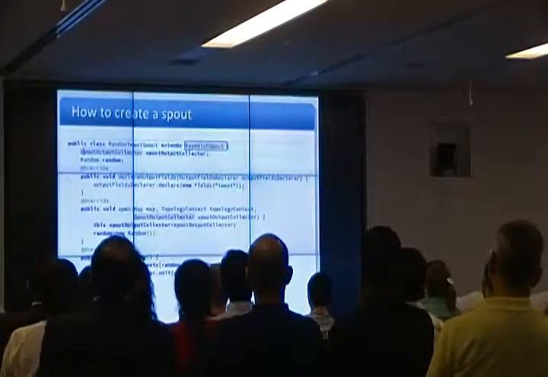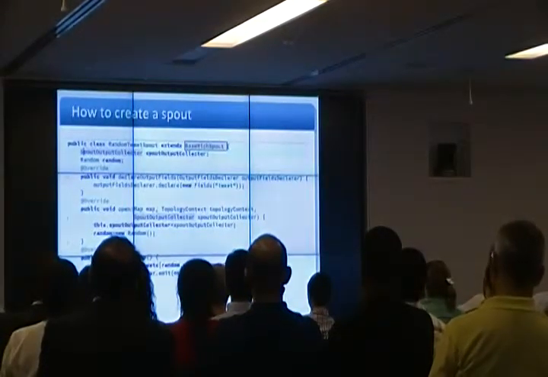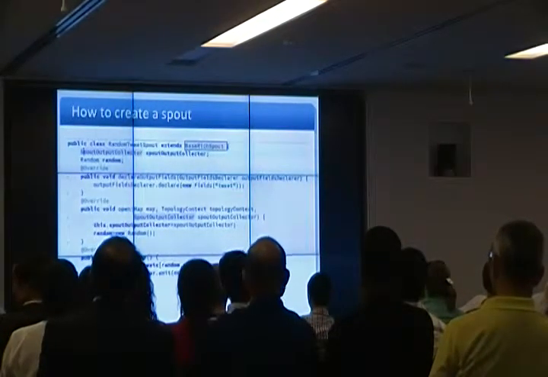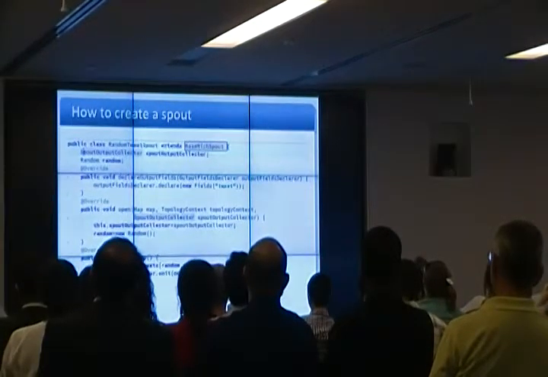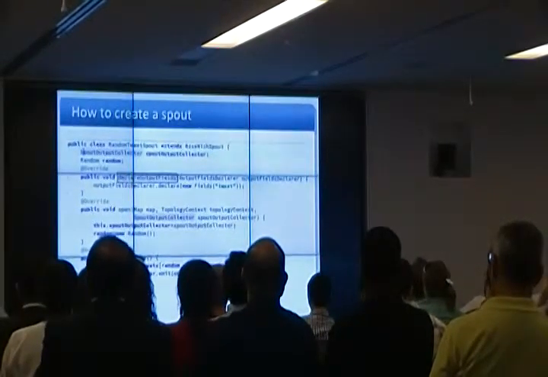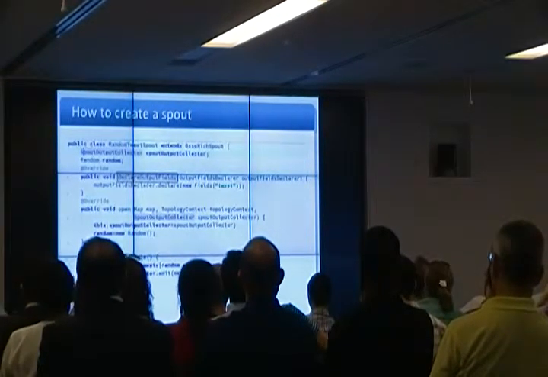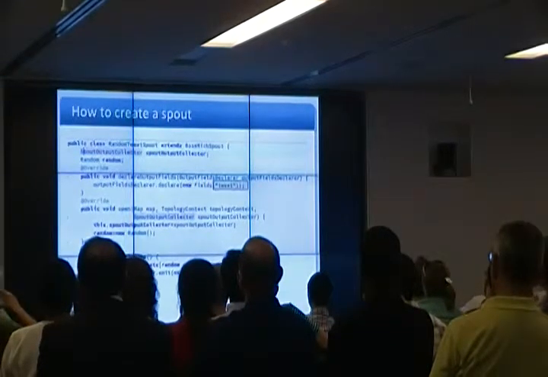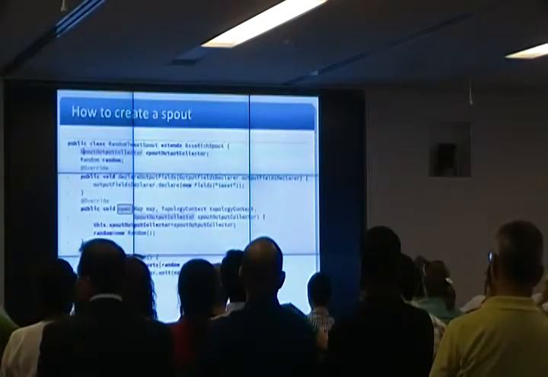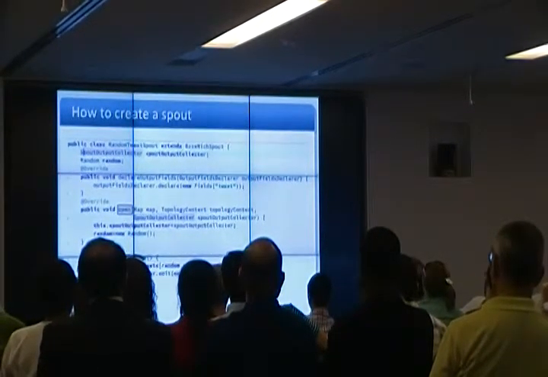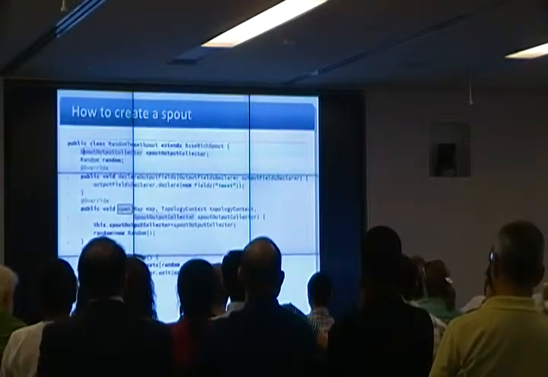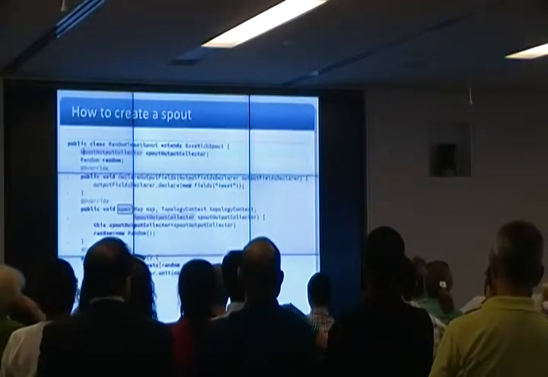Okay, so here's how to create a spout. First, you extend BaseRichSpout. It's a class provided by the Storm framework. And then you have to declare the output fields, the field name. What will be the output? In this case, the output will be tweet. Then the open method is basically initialization. You can put some initialization here.